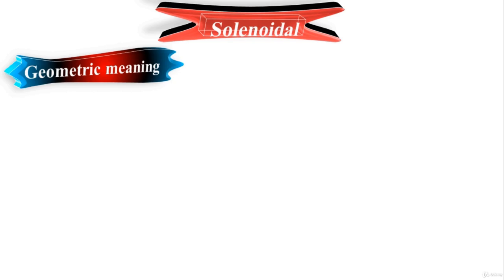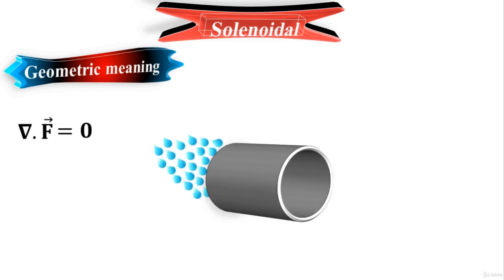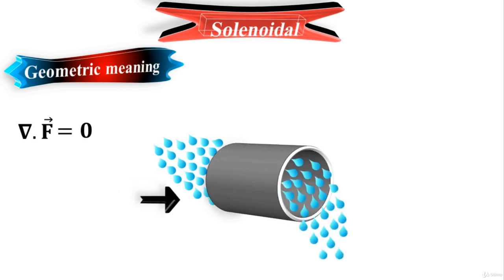Geometric meaning. Let me show you geometrically what is solenoidal. A vector will be solenoidal if divergence equals 0. If there is a pipe where water is coming inside and then leaving the pipe, and the amount of water entering the pipe equals the amount of water leaving the pipe, it is called solenoidal. Remember, we have done the divergence.